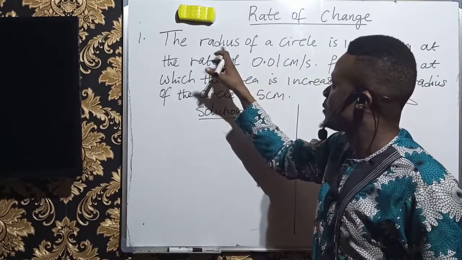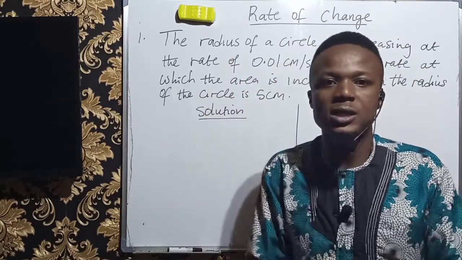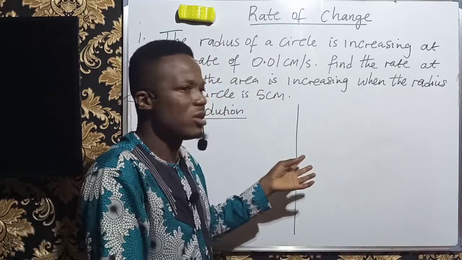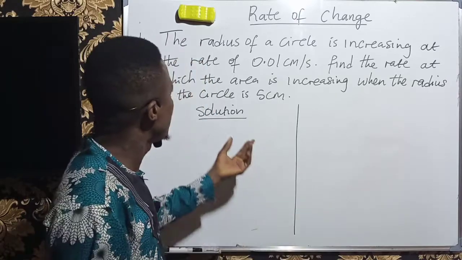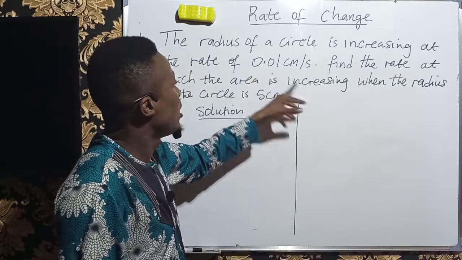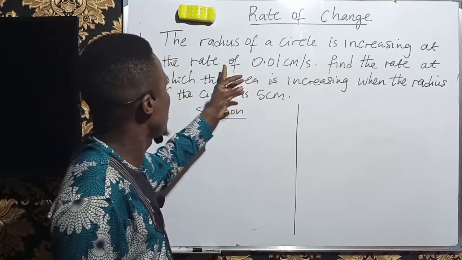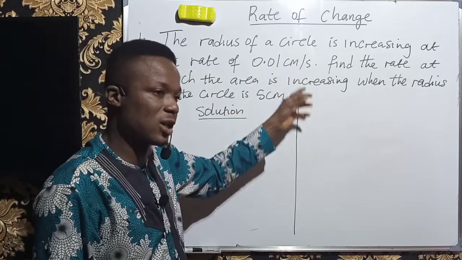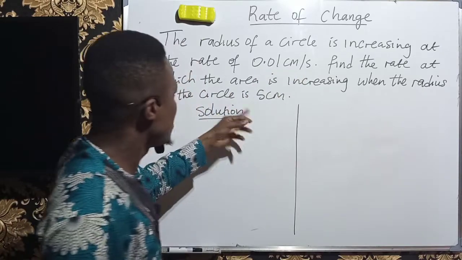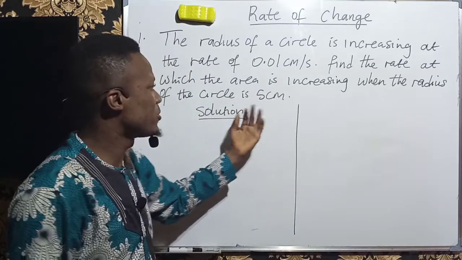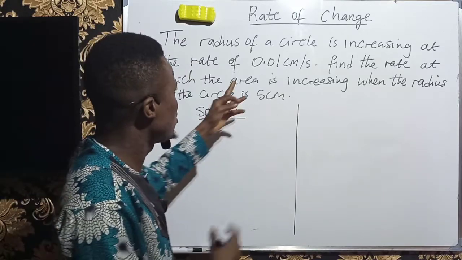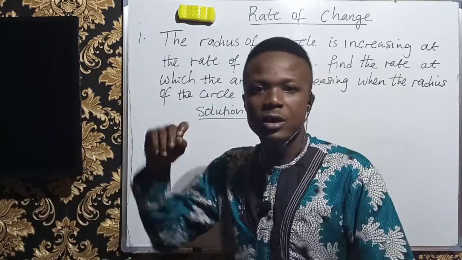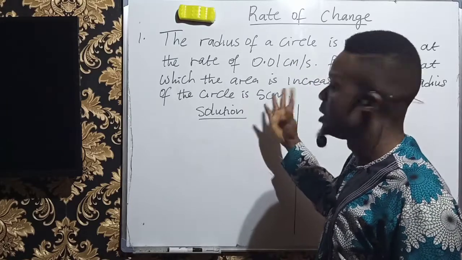So you can see that the radius of a circle is one of the parameters used in getting the area and even the circumference. So now, whenever the radius is increasing, it must also cause a corresponding change or increase to the area, because we are told here that the radius of a circle is increasing at the rate of 0.01 centimeter per second. Find the rate at which the area is increasing when the radius of the circle is 5 cm. Provided that the radius is increasing, automatically the area must also increase. And this is one of the important areas differentiation is applied.